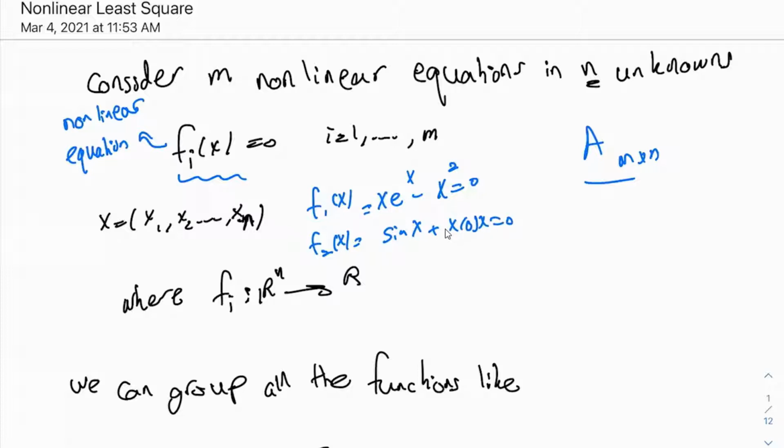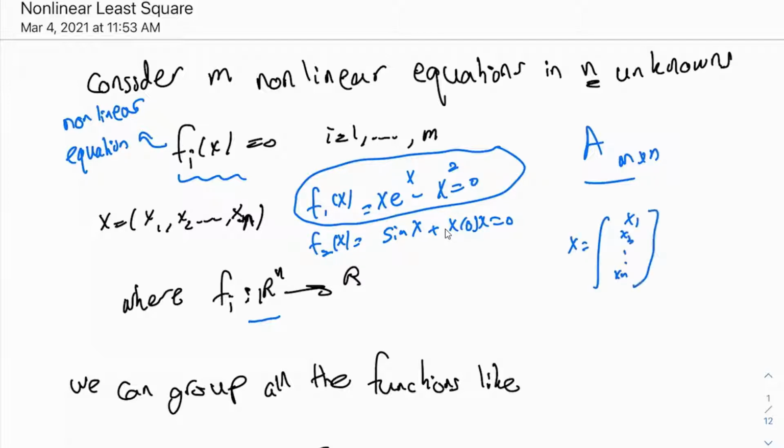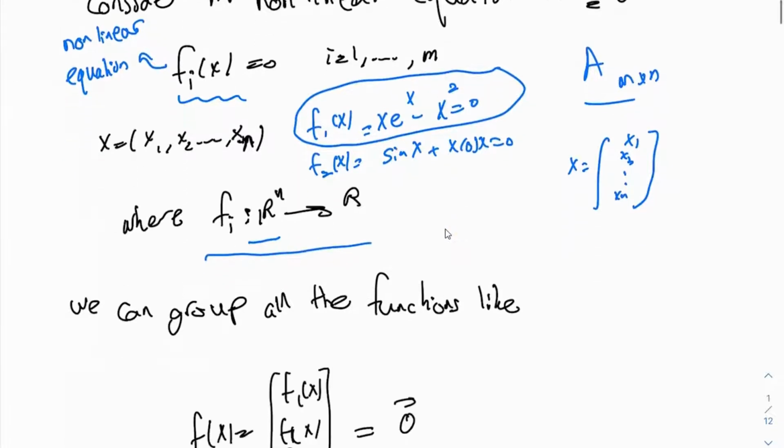Here x, for example, can be n-dimensional, x1, x2, all the way to xn, right? So if you look at f_i of x, this function is from R^n, because x is n-dimensional, to R. So it's a scalar function, right? Each f_i of x is like a scalar function. The output is a number. So it takes the input, let's say an n-dimensional vector, x1, x2, all the way to xn, and the output is going to be like 5 or 6, a number. So it's like that, right?